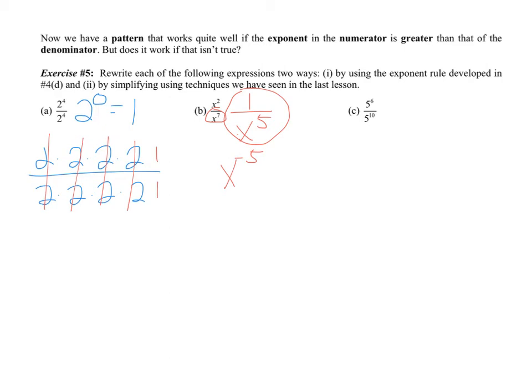For C, I'm going to get 10 minus 6, which gives me 4. Notice that the bigger exponent is at the bottom, so my final answer is going to be 1 over 5 to the 4th.